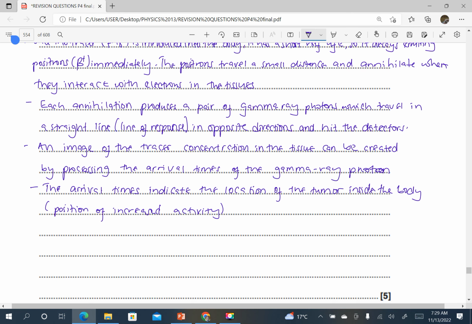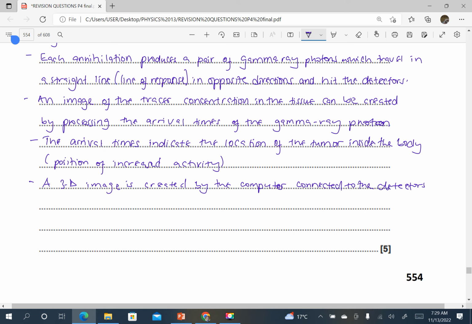Note that a three-dimensional image is going to be created. A three-dimensional image, a 3D image, is created by the computer connected to the detectors.